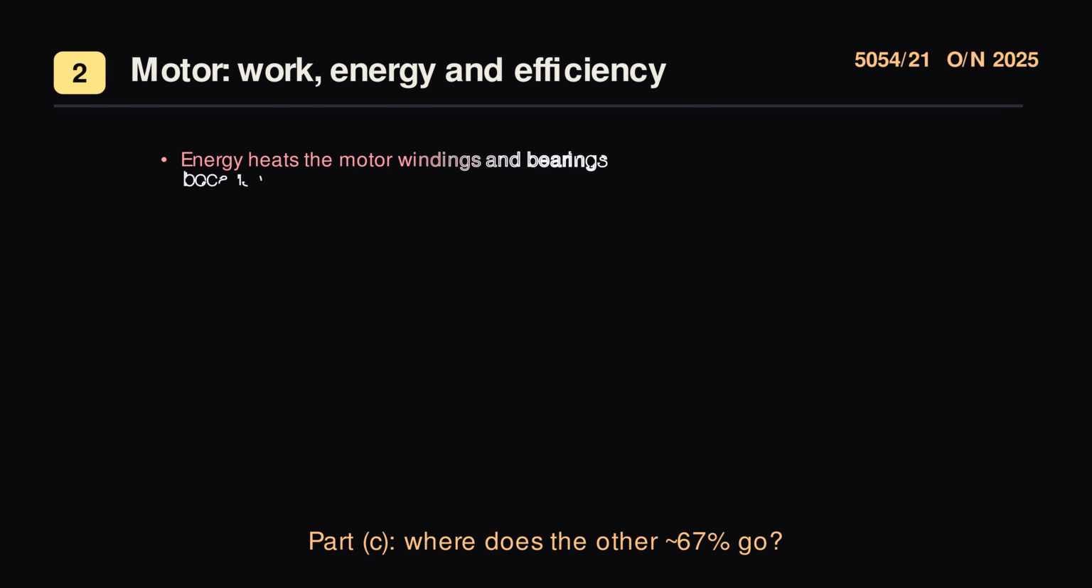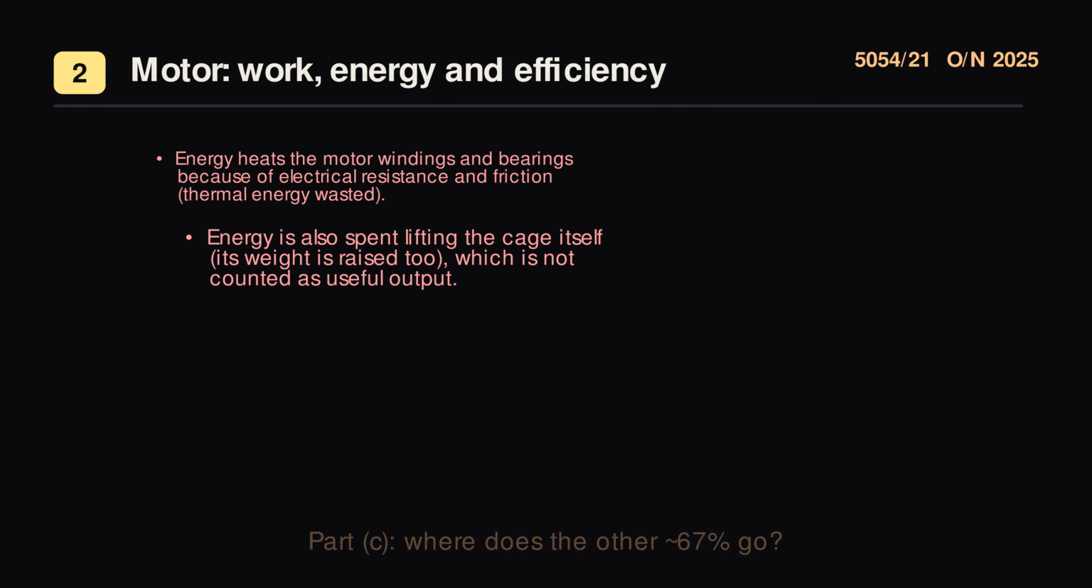Part C. The other energy is wasted as heat in the motor windings and bearings, and some work also lifts the cage itself, which is not counted as useful output.